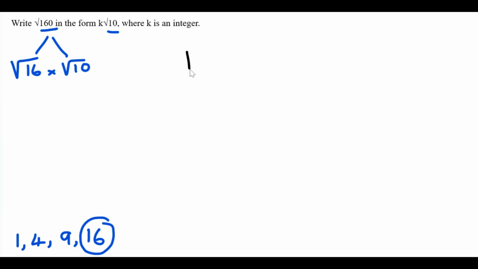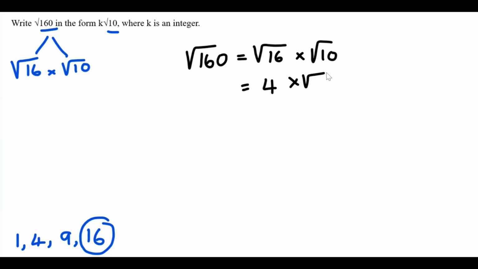Now, just doing our working out, the square root of 160 is the same as the square root of 16 multiplied by the square root of 10. And the square root of 16 is 4. So multiply that by root 10, which is just 4 root 10, which is our final answer. And here k equals 4.